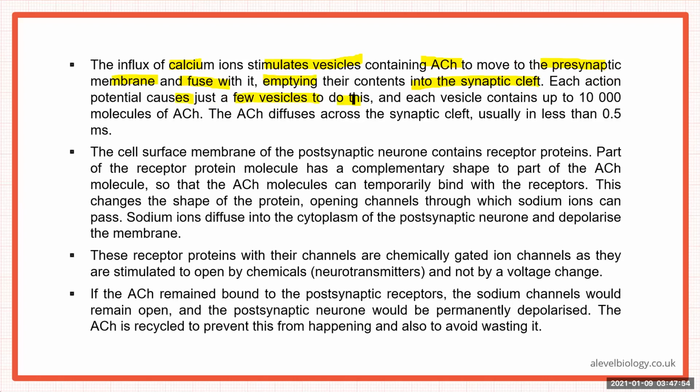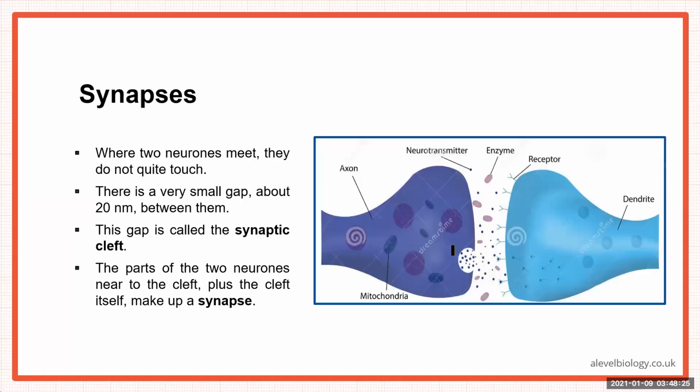So with every action potential, only a few vesicles do this, but each vesicle can contain around 10,000 molecules of acetylcholine, right? Now the acetylcholine diffuses across the synaptic cleft, and usually it happens in less than 0.5 milliseconds. So this is how fast this whole mechanism is. Just as a review, as the calcium goes in, it causes these vesicles, which are already inside this part, to come near the presynaptic membrane and fuse with it. And through exocytosis, it releases the neurotransmitters into this area.